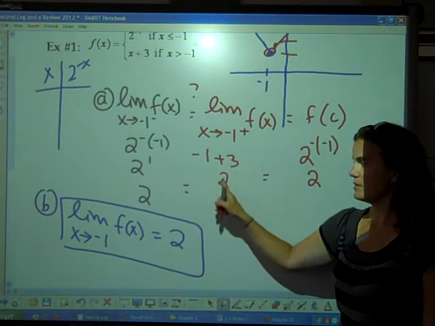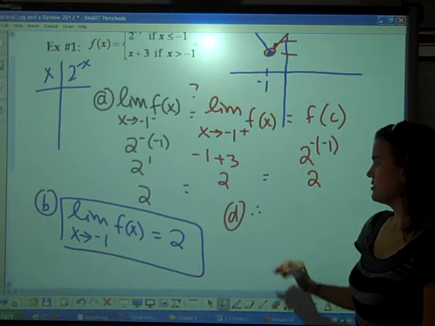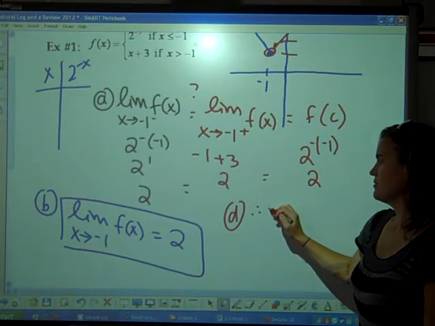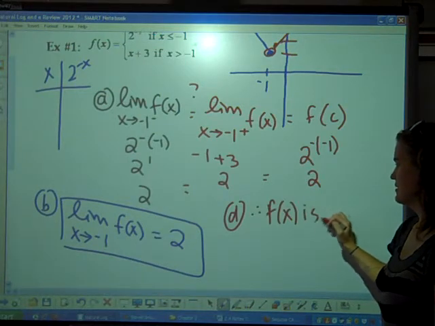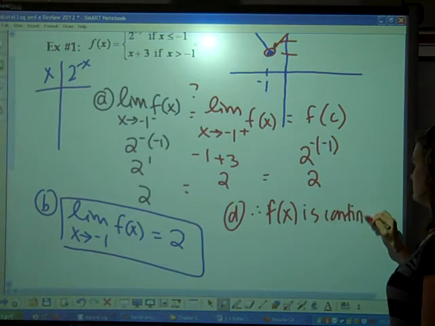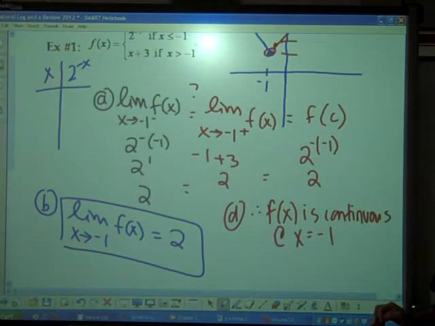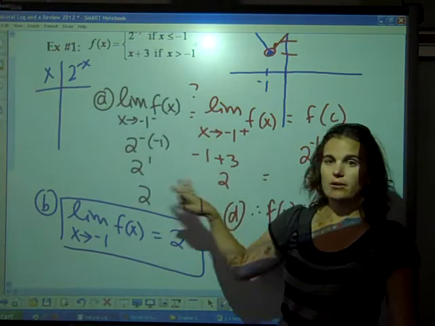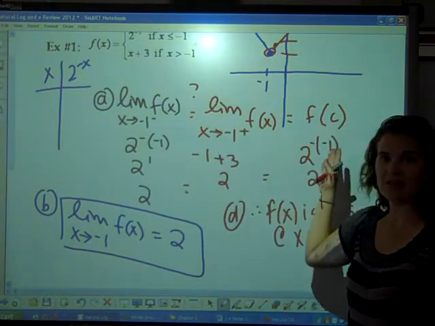So if the limit from the left equals the limit from the right, which equals the value sitting there, for part D I could say therefore this function is continuous. So therefore f, did I call it f? Good. F of x is continuous at x equals negative 1. The because is right here, and this will be your definition. Limit from the left equals limit from the right, which equals the value sitting there.